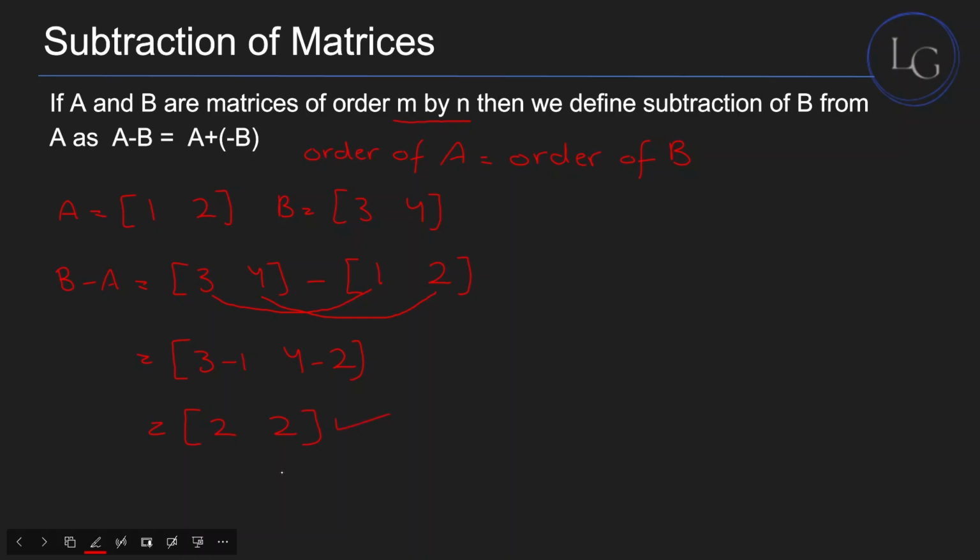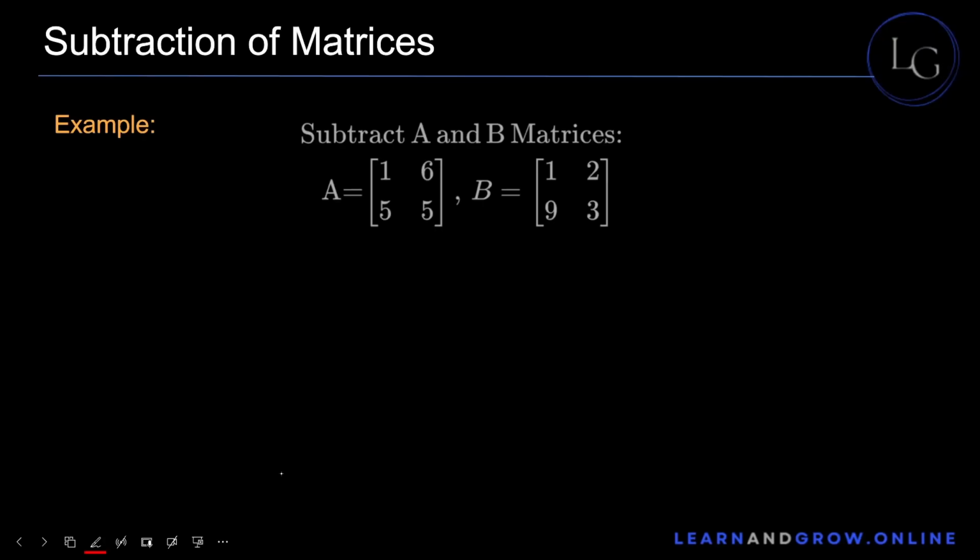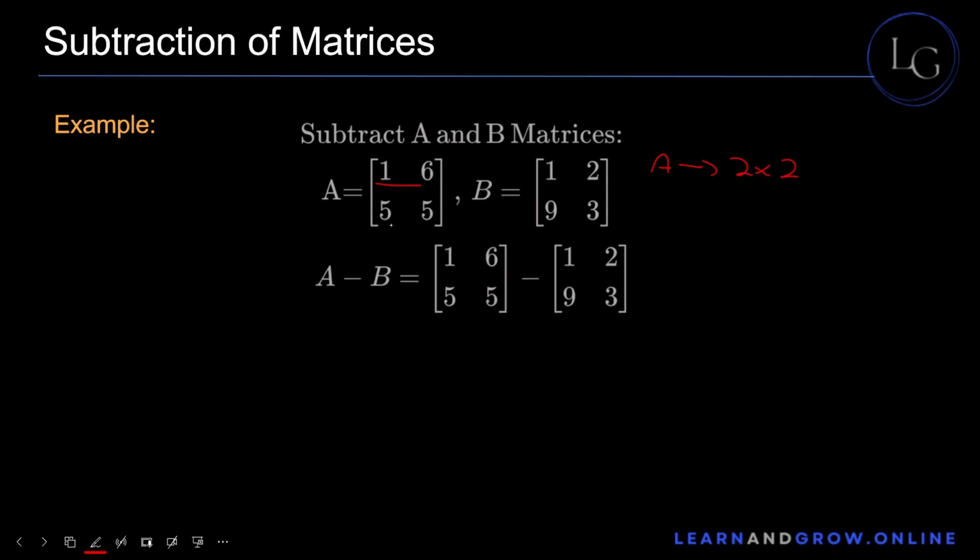And this will be a result. Now see this example here. We have to subtract A and B, A minus B. So let's first see the order of A is 2 by 2, 2 rows and 2 columns. And the order of B is also 2 by 2. So they can be subtracted from one another.